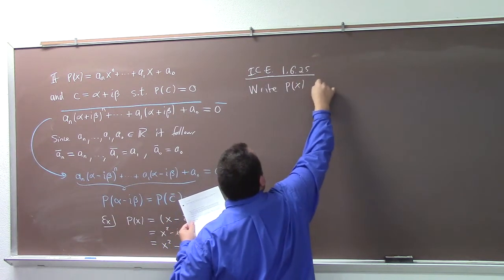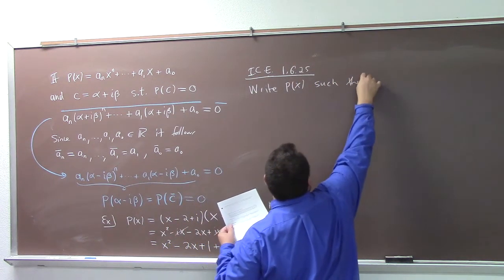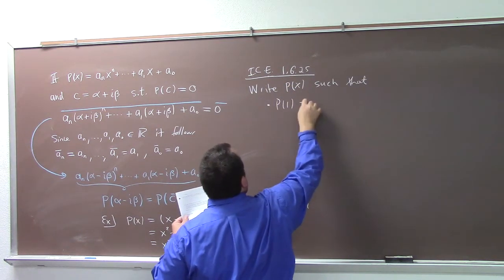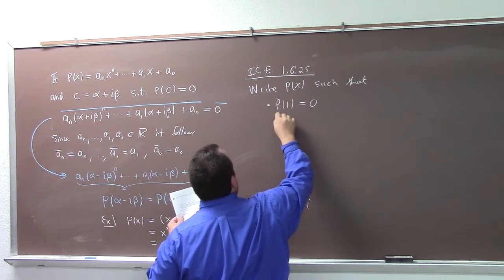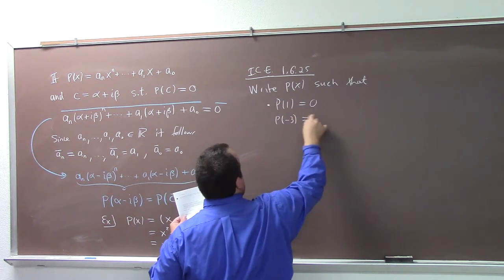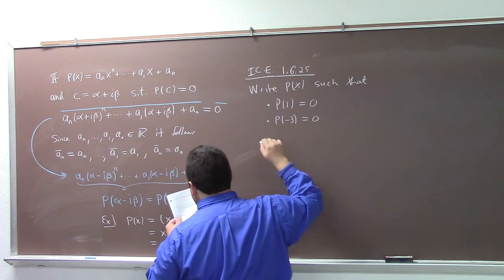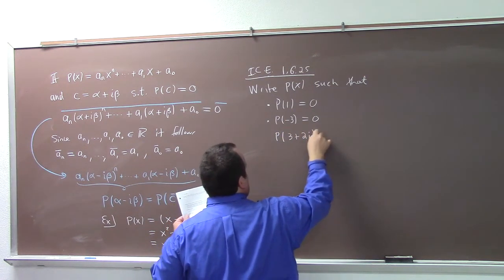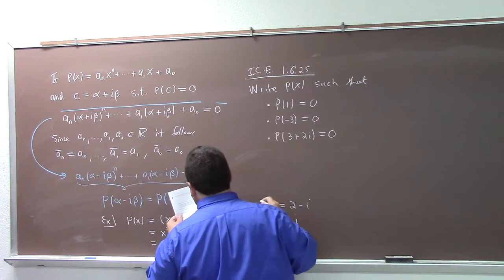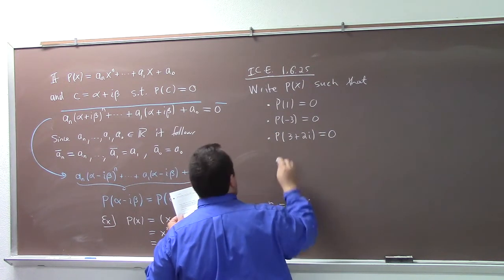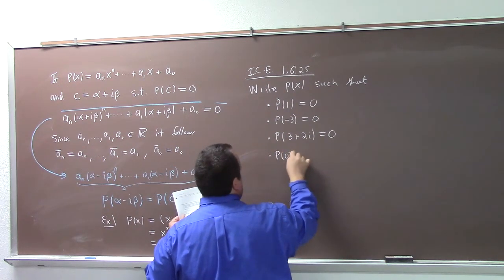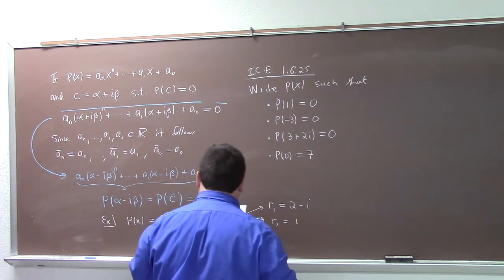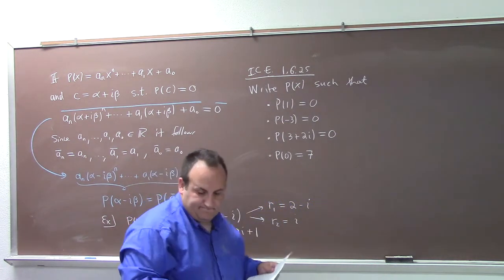P of x such that, what are the features we want for this thing? We want P of 1 to be equal to 0. We want P of minus 3 to be equal to 0. What else do we want? We want P of 3 plus 2i to be equal to 0. And we also want P of 0 to be equal to 7. Now that's kind of a different animal. And you're supposed to leave it in factored form.